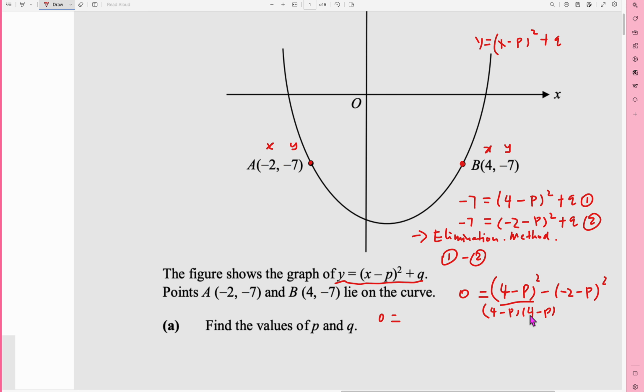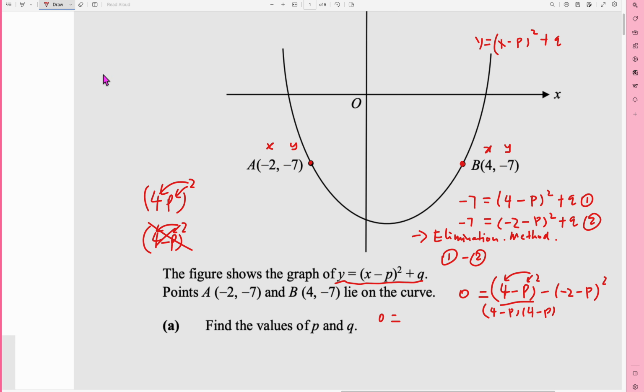You do it this way. You don't go and tell me, oh, the 2 must go in. No, this is minus, cannot. (4 minus p) to the power of 2 must be expanded in full. (4 minus p) squared, you cannot do this. You must do this. Okay?